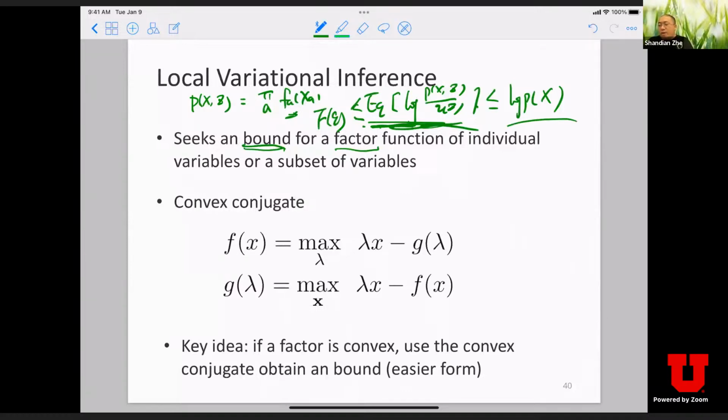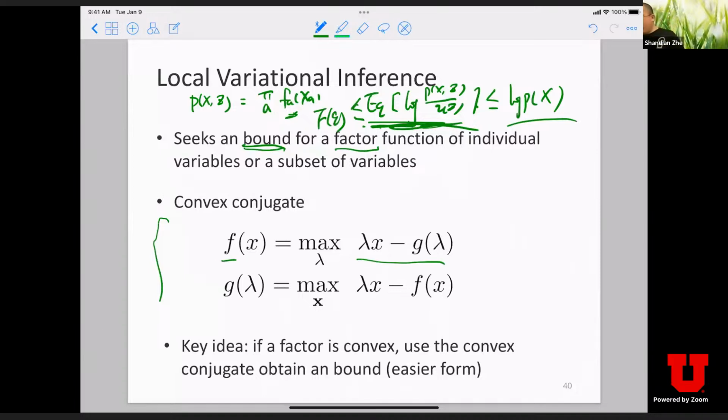So there are a variety of ways of constructing such a bound. A common trick is to use the convex conjugate. Let us do a quick review of what the convex conjugate is. We discussed it at the very beginning of this semester. If you've got a convex function f(x), we can represent it as a maximum of linear functions of x.